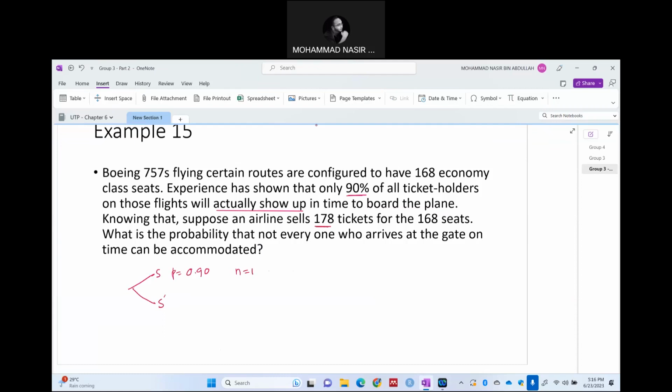So we have n equal to 178. What is the probability that not everyone who arrives at the gate on time can be accommodated? That means we want to find the probability of 169, more than 168, until 178. This is the probability that we want to find. To calculate this, we can use the normal binomial distribution calculation, but if you use normal approximation, it will be easier to calculate and find the probability.